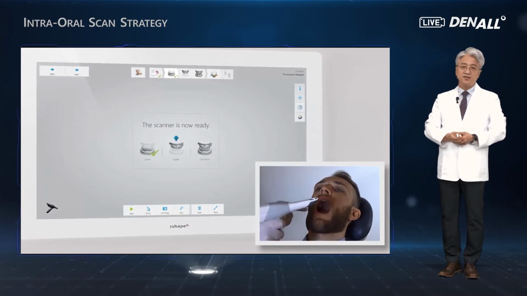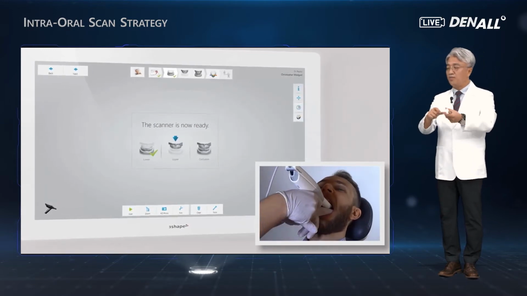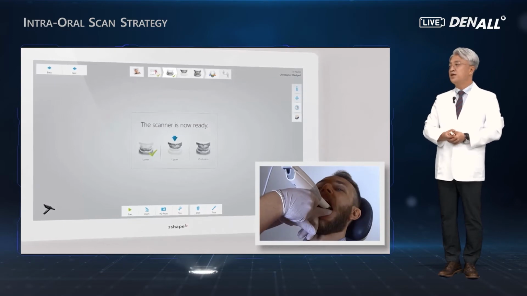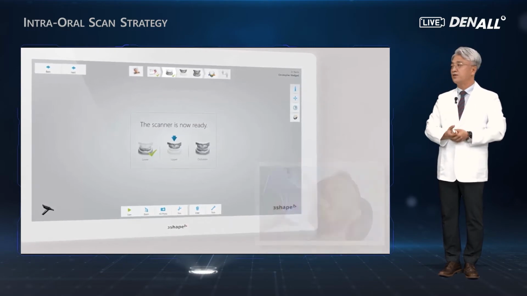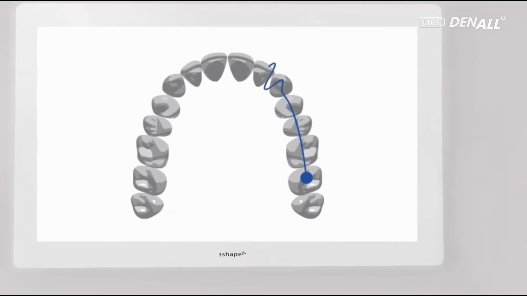Trios 3, Trios 4, when you use the device, the advantage is that the tip can rotate 180 degrees. So you can rotate the tip to scan the maxilla like this, which is very convenient. For the maxilla, the same strategy can be used.